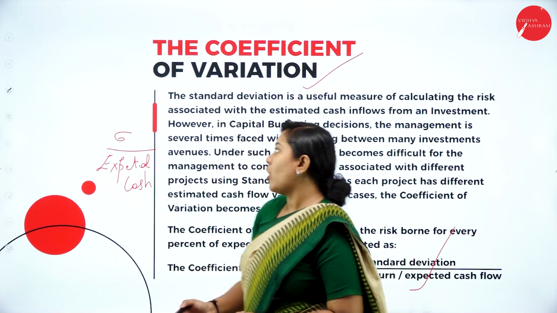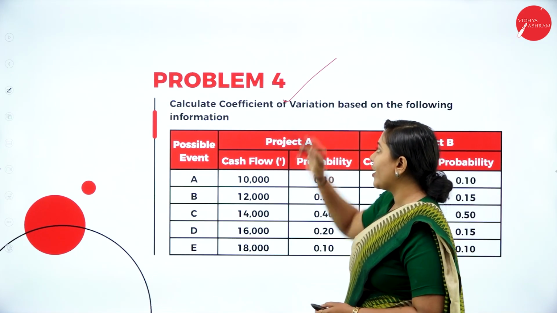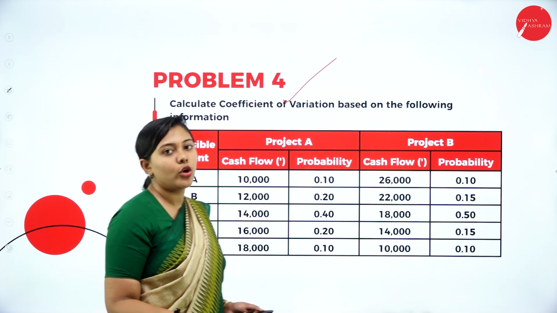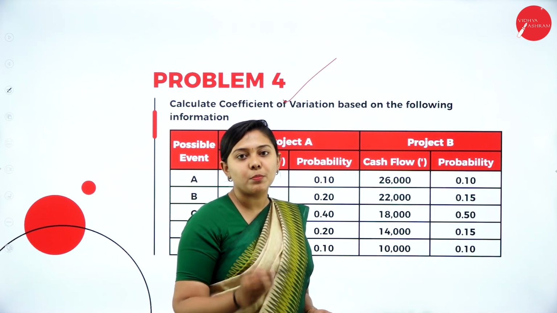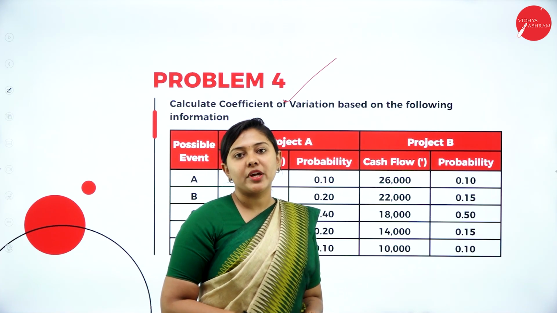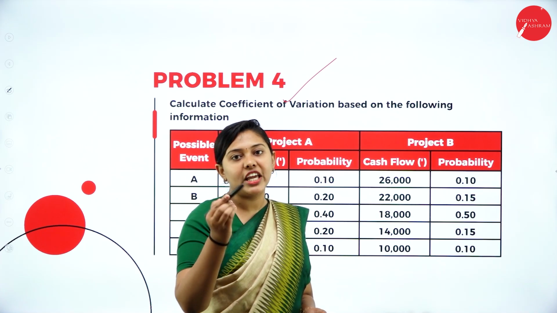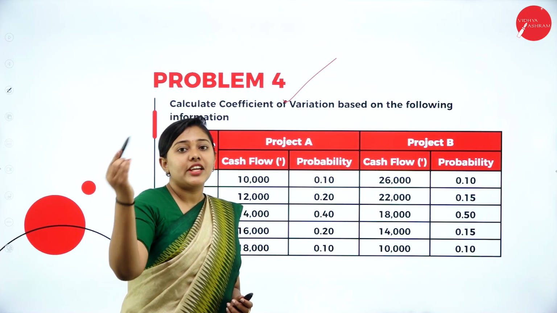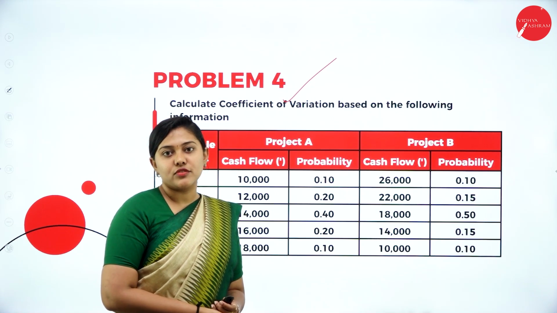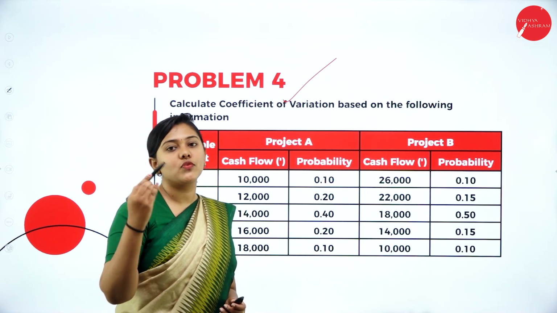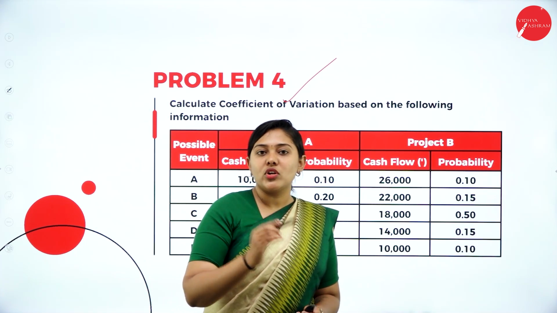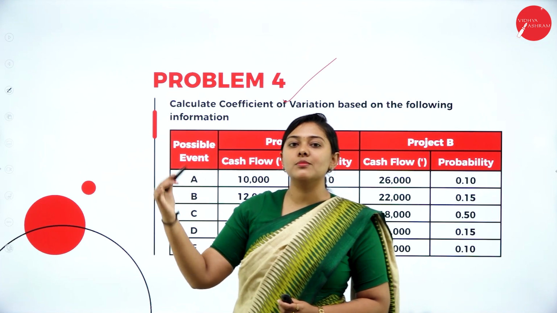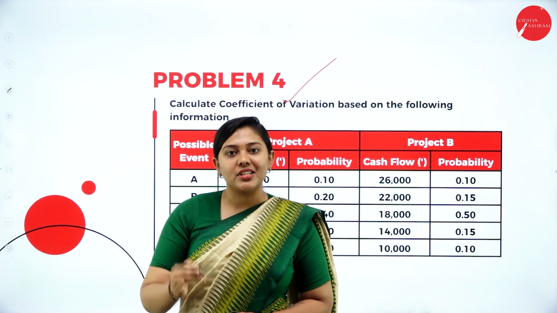So let us take up a problem and discuss the coefficient of variation. Similarly, you have to follow all the steps. You calculate the probability, then your expected net cash flow. With the help of the expected net cash flow, you calculate the variance as well as the standard deviation, because the formula is the standard deviation divided by the expected net cash flow. If you want the standard deviation, you need to calculate the variance. All the steps are similar to the problems we have solved earlier.